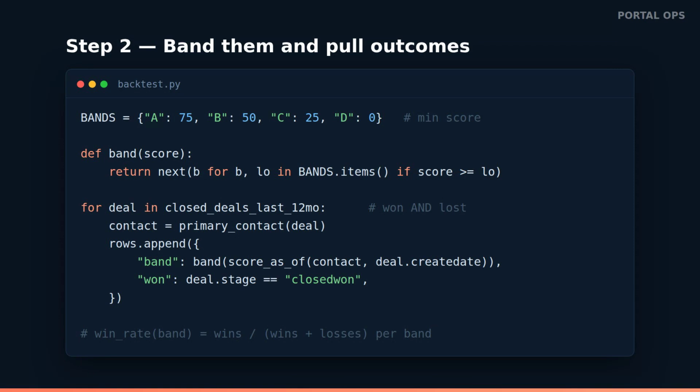Then it's one line of arithmetic per band. Of everyone who landed in band A, what fraction closed won? Same for B, C, and D. Four numbers, those 4 numbers are the entire verdict on your model.